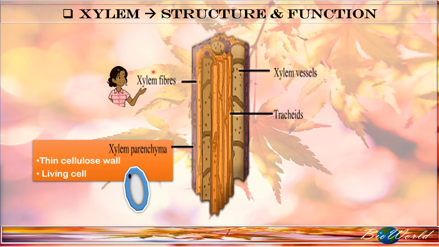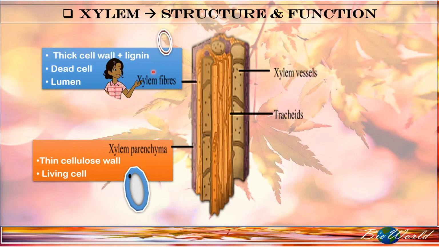The xylem fibers are just like the sclerenchyma in ground tissue. It has a thick cell wall with lignin deposits. So xylem fibers are dead cells with empty lumen. However, xylem fibers cannot transport water and minerals since the lumen is too narrow. Instead, xylem fibers are suitable for support in plants.